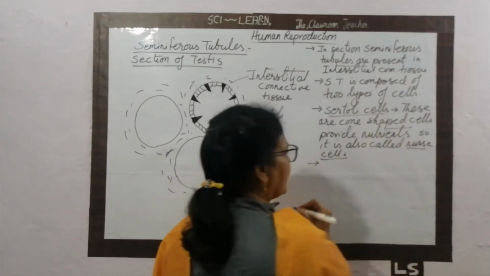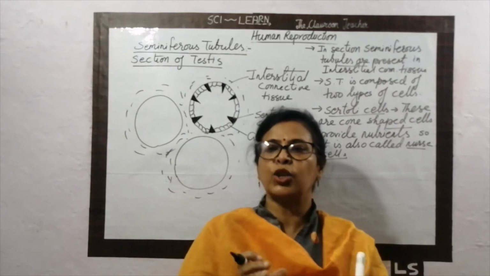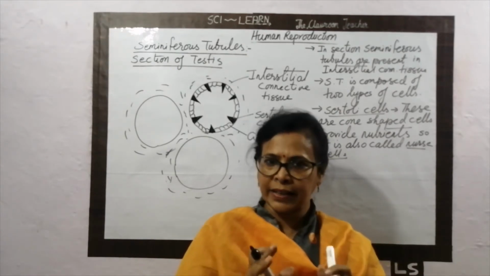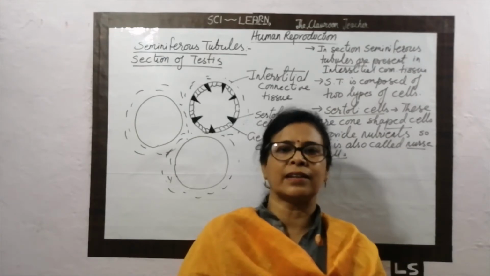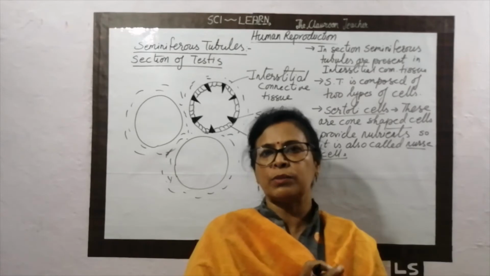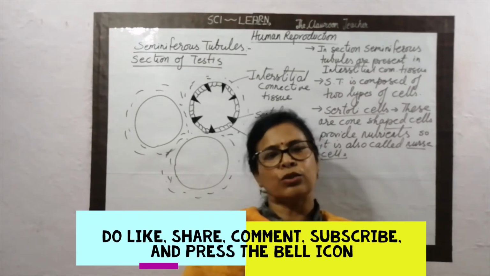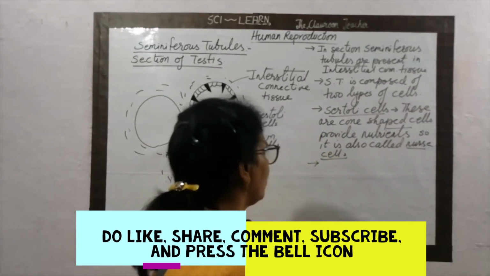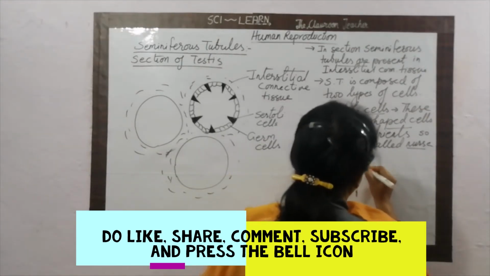Now, what is the second type of cell which is present? The second type of cell is cuboidal in shape. The cuboidal cells are called germ cells. These cuboidal cells are actually responsible for the formation of sperm. They undergo meiosis to form sperm.